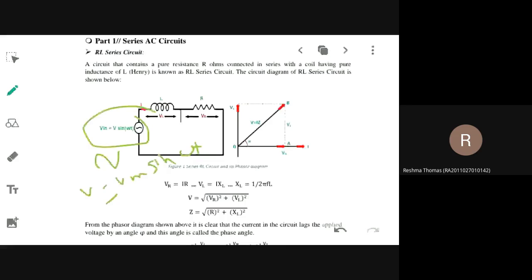Now I want to write a KVL equation. Since all are connected in series, the same current will flow through L and R. So observing that rule, if I want to write the KVL equation, what will it be? V will be equal to the voltage across the resistance plus the voltage across the inductance. Now what will be the voltage across the resistance, and how can I write the voltage across the inductance? That is the question. Make a note of this formula because problems will come from this part.